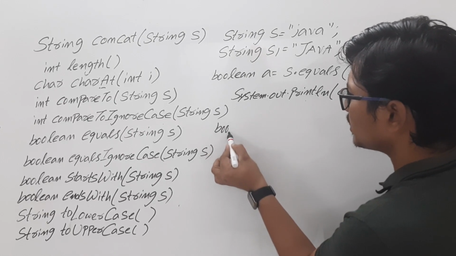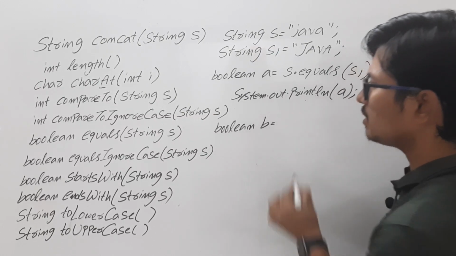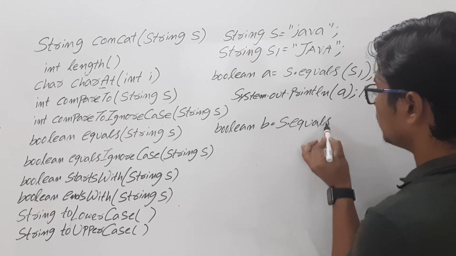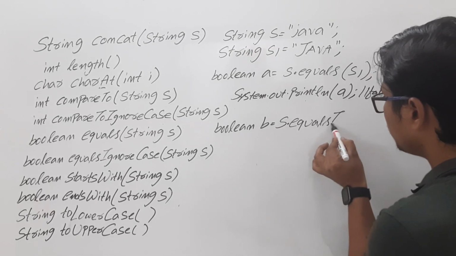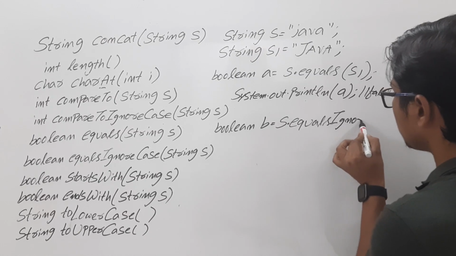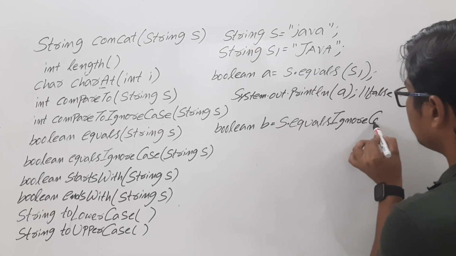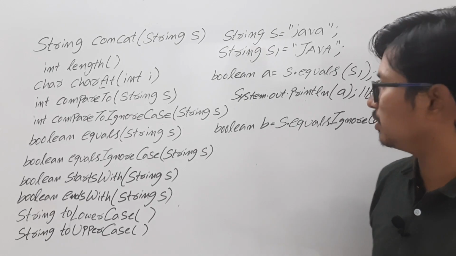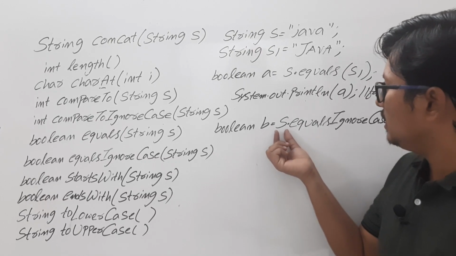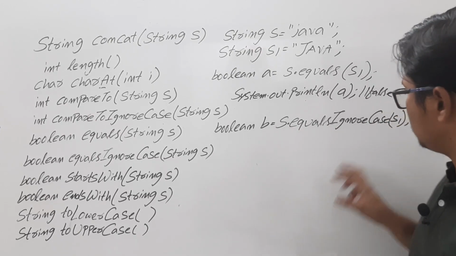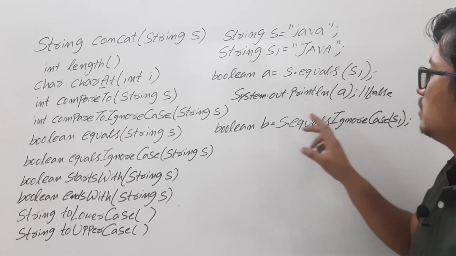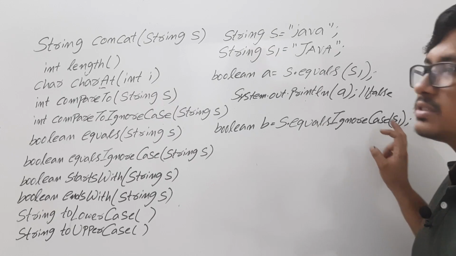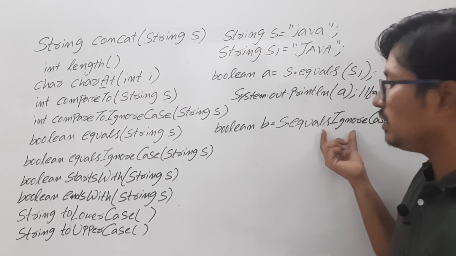If I write boolean b is equal to s dot equalsIgnoreCase, everything is in lowercase, ignore case, and C will be in uppercase, and then let me provide s1. I hope it is visible for you whatever I have written here. So s dot equalsIgnoreCase, and you have provided the string s1. So it will compare the string which is there in the variable s with the string which is there in the variable s1, and it will ignore the case.